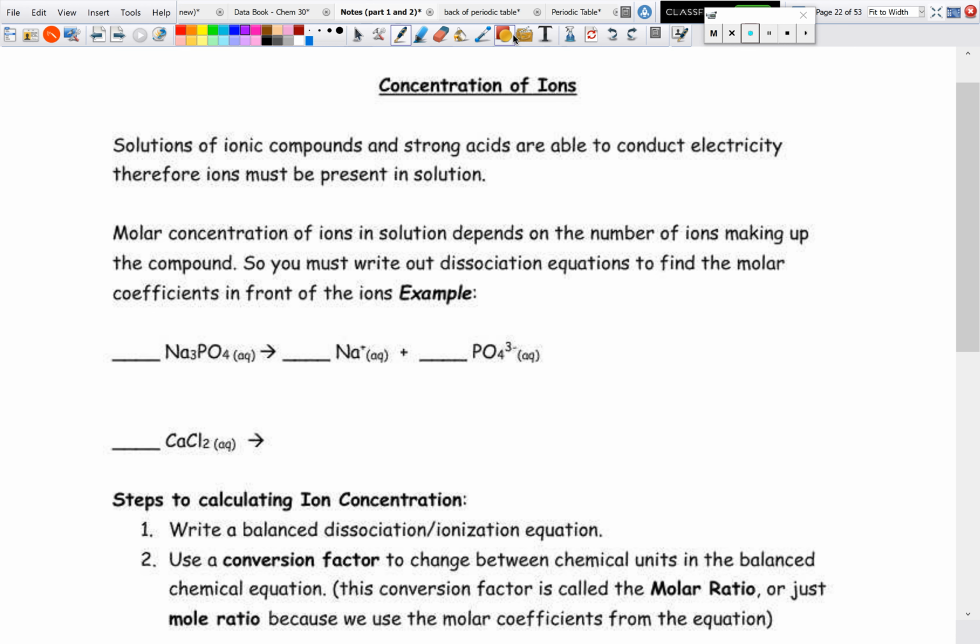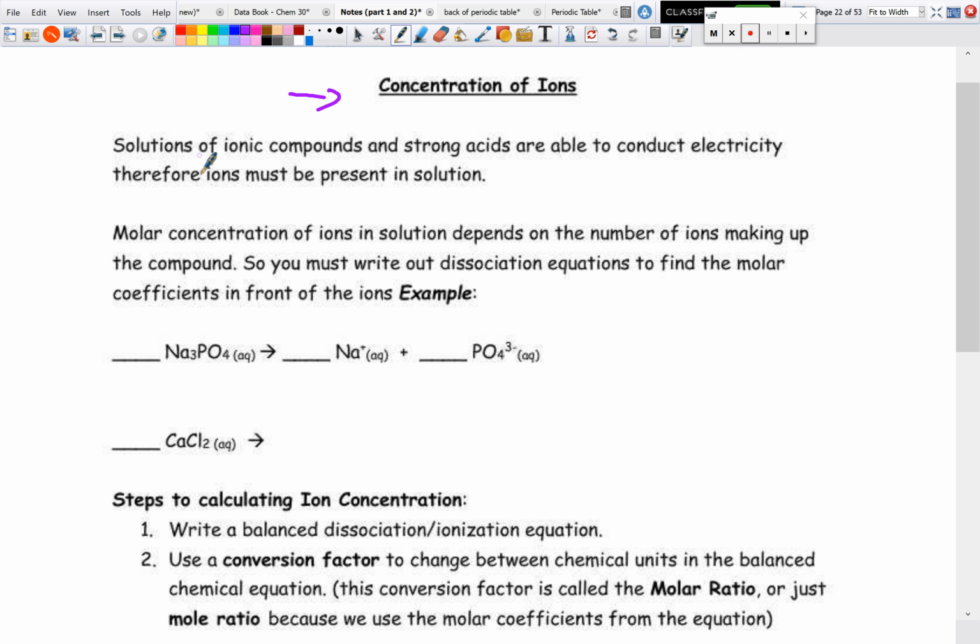Alright, welcome back. So today we're going to be looking at our next lesson, which is concentration of ions. This is building off of the concentration stuff from the last lesson, and it also ties in with the stuff we did last week with dissociation equations.